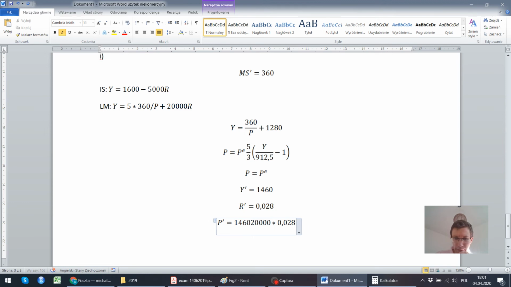Let's do it step by step. Okay, so it's not P prime, it's this one. Y equal to 1,460. On the right hand side, we have 20,000 times R plus this little thing. And this is P prime.